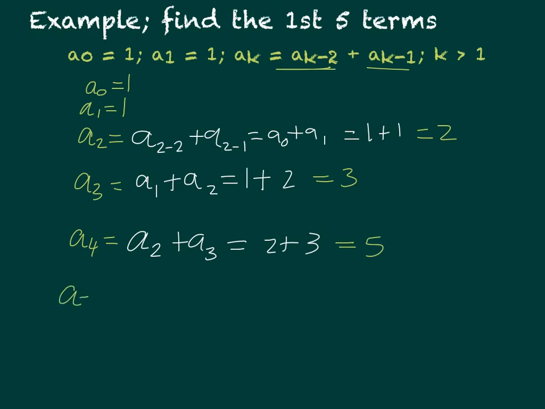And finally, a sub 5 is equal to a sub 5 minus 2, which is a sub 3, plus a sub 5 minus 1, which is a sub 4. So that is equal to 3 plus 5. 3 plus 5 is 8. So the first 5 terms of my sequence are 1, 2, 3, 5, and 8.